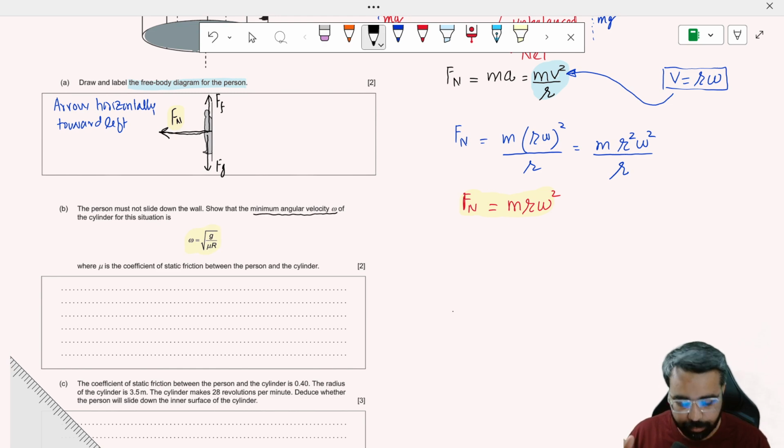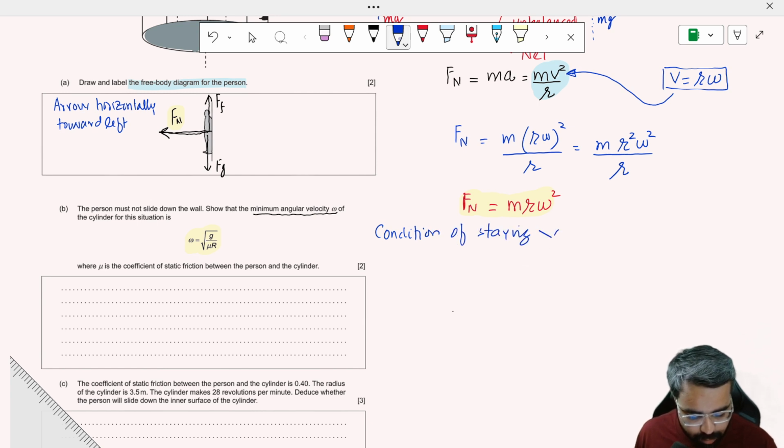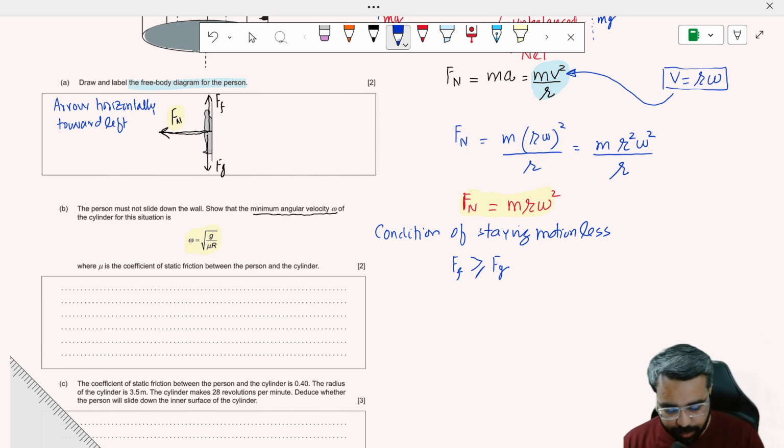This is the minimum angular velocity at which, if the rotor rotates, the person will stay motionless. But how can we derive it? Dear students, you know that this is a centripetal force, and what is the condition of staying motionless? The frictional force must be at least equal to, or greater than, the force of gravity. Because we are setting up an equation, at least the frictional force should be equal to the weight.